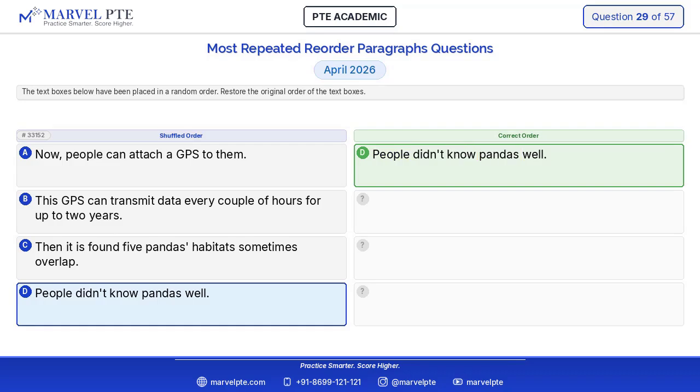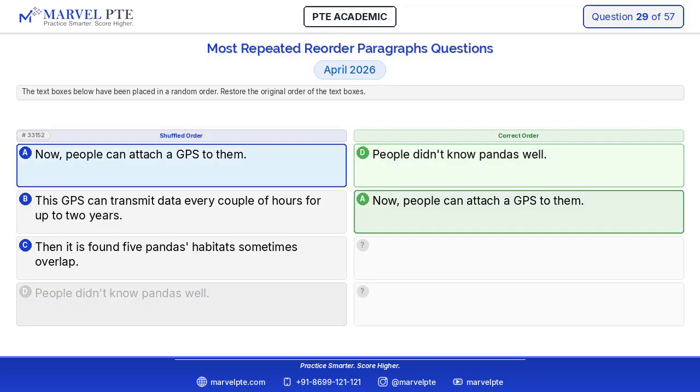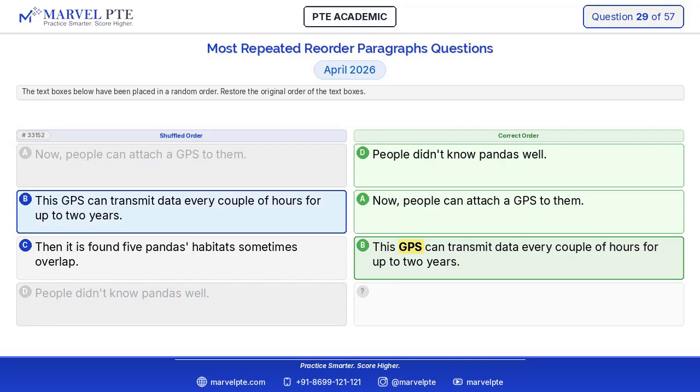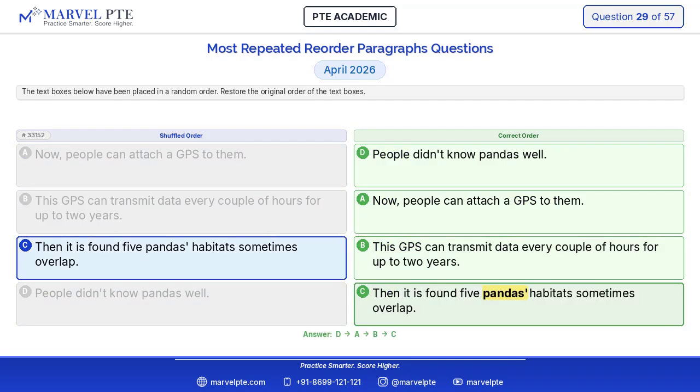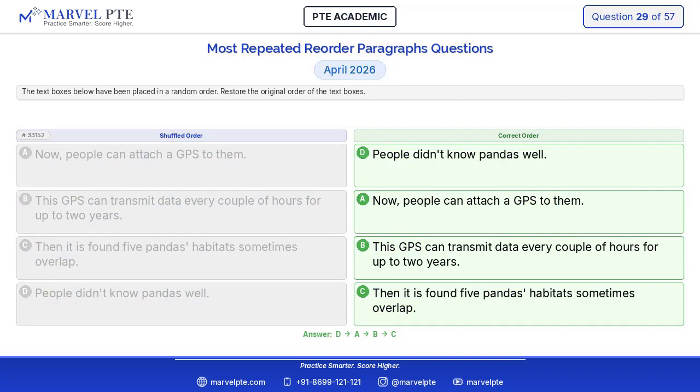People didn't know pandas well. Now, people can attach a GPS to them. This GPS can transmit data every couple of hours for up to 2 years. Then it is found 5 pandas' habitats sometimes overlap.